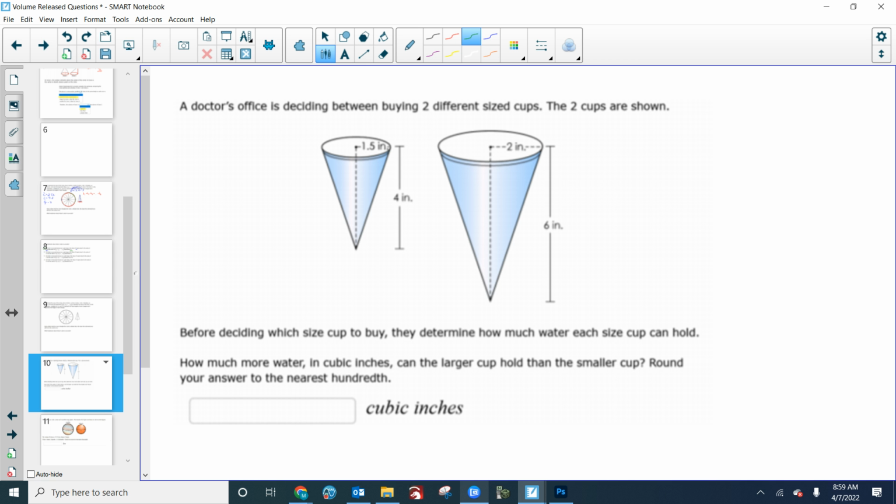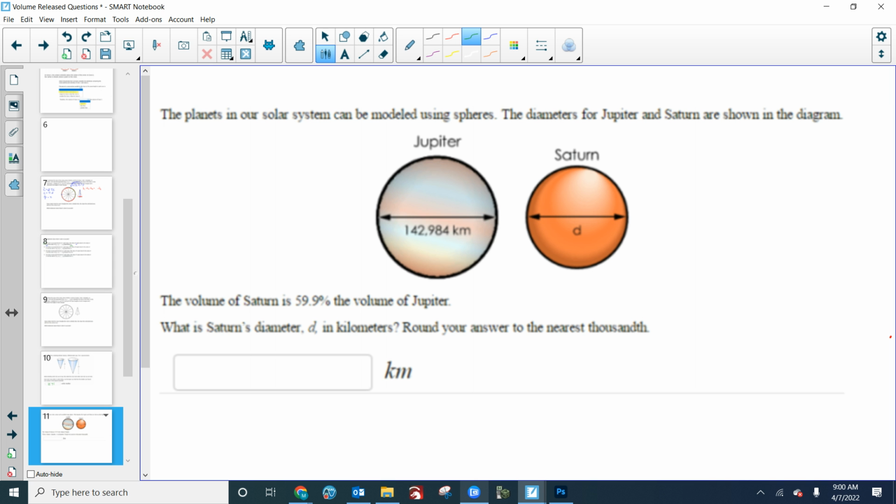All right, next one. Did you guys get 15.71? Yep. You define the volume of both, and then what? How much more water in cubic inches can the larger cup hold than the smaller cup? All right, so find the volumes, subtract. All right, on to the next one.